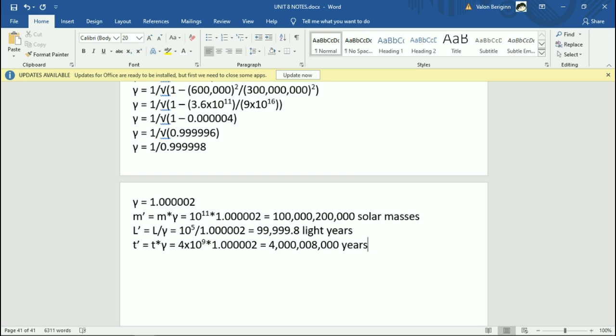So yeah, while we are inside the Milky Way galaxy, it seems like the galaxy's mass is 100 billion solar masses. It seems to be 100,000 light years across, and the collision will take 4 billion years. But from outside of both the Milky Way galaxy and the Andromeda galaxy, it seems like the Milky Way has 100 billion and 200,000 solar masses of mass. It's 99,999.8 light years across, and the collision will take an extra 8,000 years.